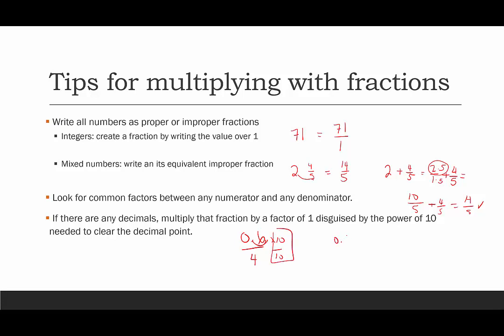If we had something like 0.14 over 7, we would want to multiply by 100 because we would need to move this decimal 2 places. So we would multiply the numerator by 100 and we would multiply the denominator by 100. But what we're really multiplying by is 1 because we do the same thing to the numerator and denominator. And so if we multiply by 100, we would have 14 over 700.